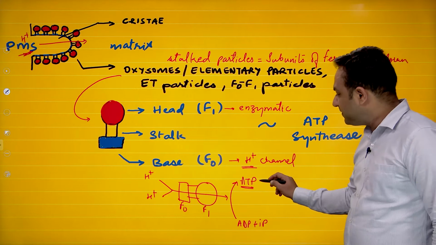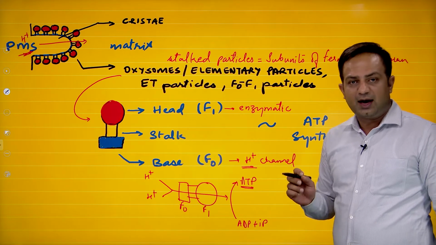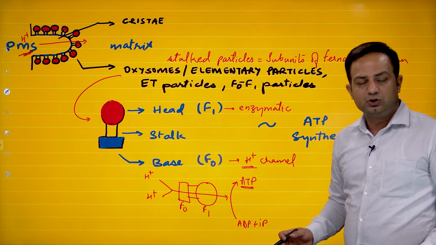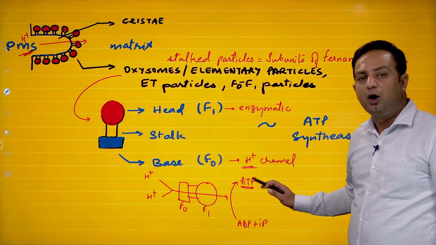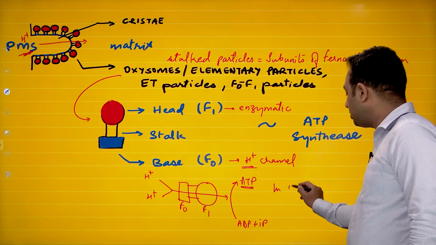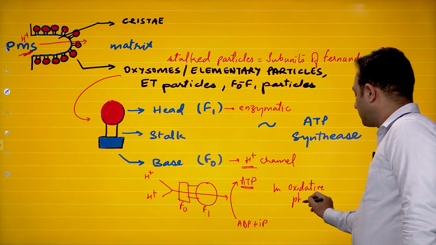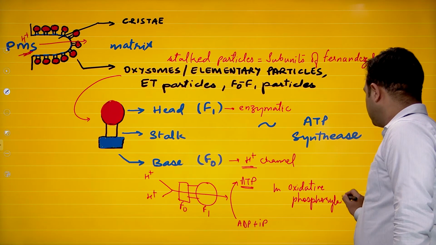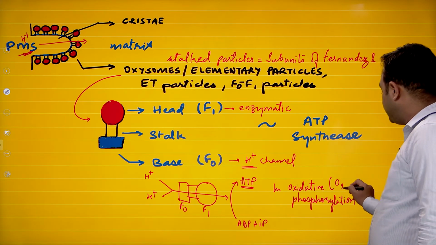Moreover, this ATP synthesis in mitochondria is dependent on the presence of oxygen. I repeat, this ATP synthesis in mitochondria is oxygen dependent. So it is also named oxidative phosphorylation, the making of a phosphate bond dependent on oxygen. I will say this all happens in oxidative phosphorylation. By saying oxidative, I am saying O2 dependent.